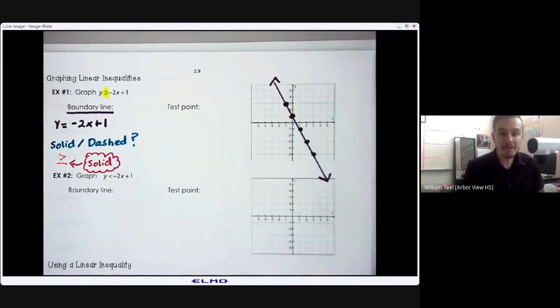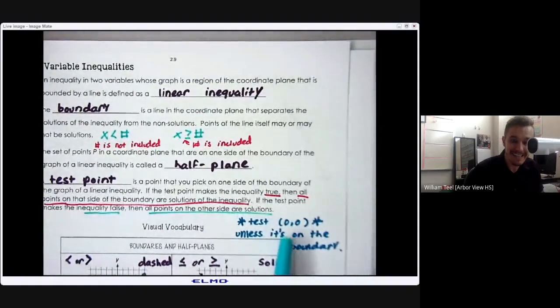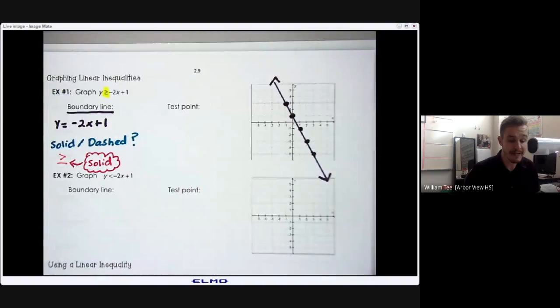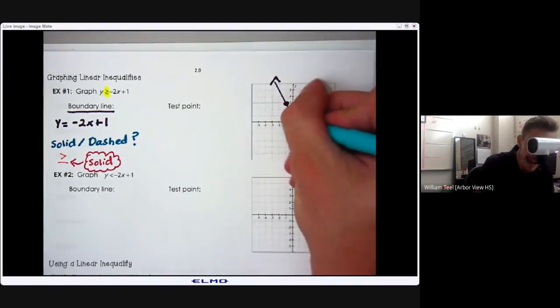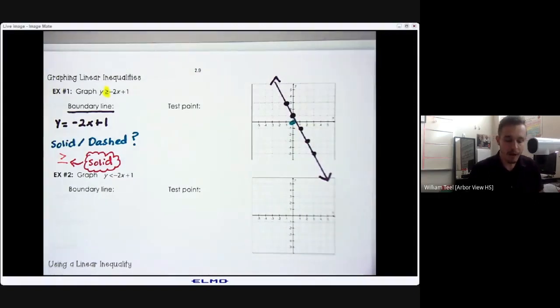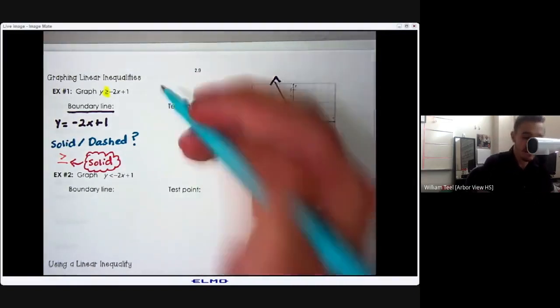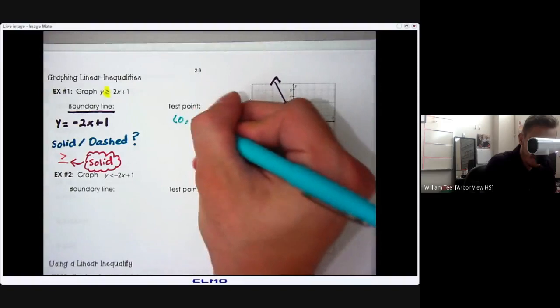Okay, so after we actually graph the line, what I want you to do is we are going to choose a test point. Like we said on the first page, we are always going to test 0, 0 unless it's on the boundary. Since 0, 0 is not on the boundary line, I am more than allowed to test it. So we're going to go ahead and test 0, 0. So I'm going to say 0, 0 is my test point.